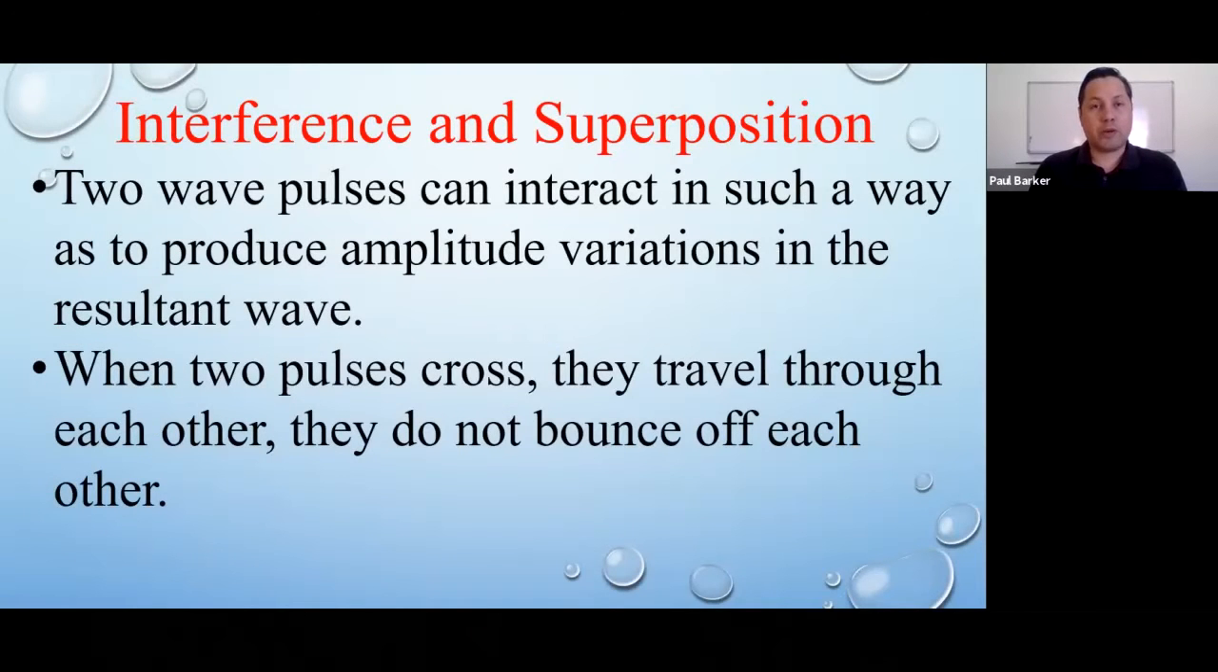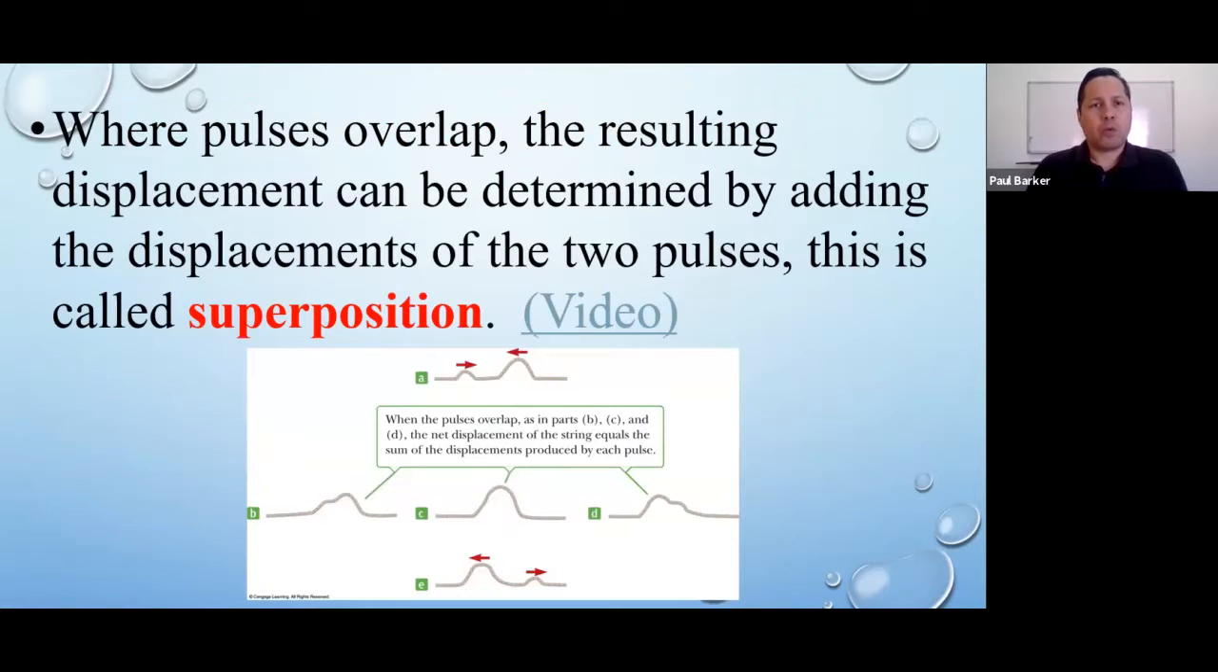Let's go ahead and start our lesson on interference and superposition. Two wave pulses can interact in such a way as to produce amplitude variations in the resultant wave. When two pulses cross, they travel through each other. They do not bounce off of each other. Where pulses do overlap, the resulting displacement can be determined by adding the displacements of the two pulses. This is called the superposition principle.